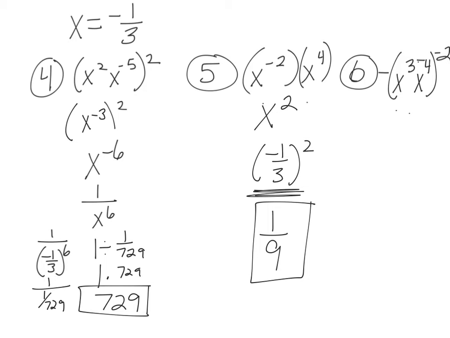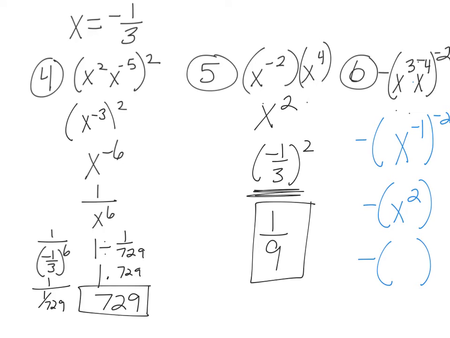Number 6, I have negative, and then I take everything squared. I simplify inside. So x to the 3rd multiplied by x to the negative 4th is x to the negative 1. I multiply powers. That gives me x squared. That gives me negative multiplied by negative 1/3 squared, which would give me negative 1/9 as my final answer.